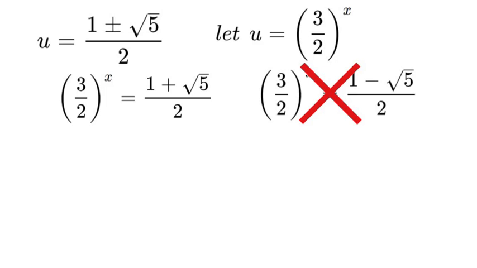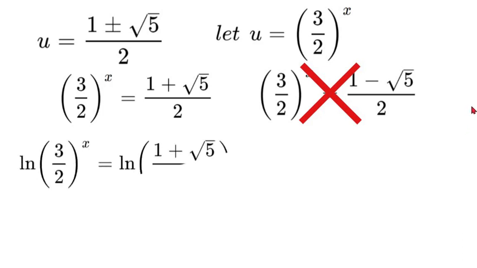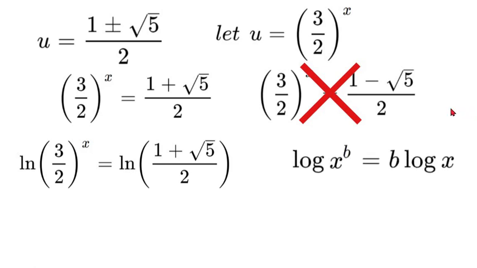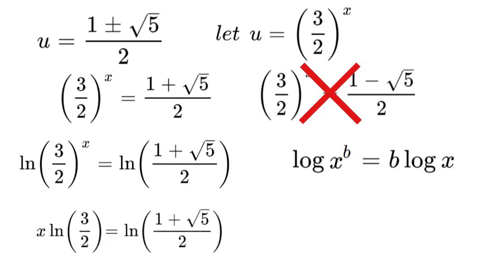So we're going to use the natural log function to solve for it. So if we take natural log of both sides here, natural log of 3 over 2 to the power of x is equal to natural log of 1 plus square root of 5 over 2. Now, using some log properties, if we had log of x to the power of b, that is equal to b log x. So we can move that exponent to the front of our logarithm. So we would have x log 3 over 2 is equal to natural log 1 plus square root of 5 over 2.